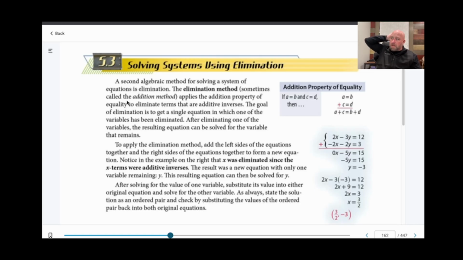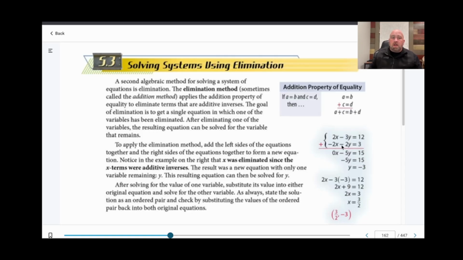And then sometimes you might hear it called the addition method. It just depends on what textbook you're reading from or looking at. So in this elimination method, the idea is we want to get x to be eliminated. We want to get rid of the x term, or we want to get rid of the y term. So let's look over here at this right here.